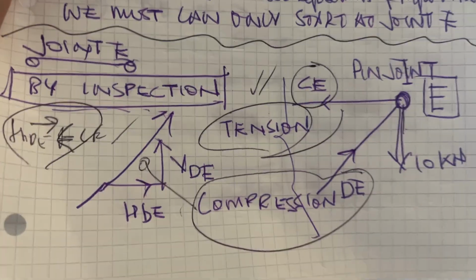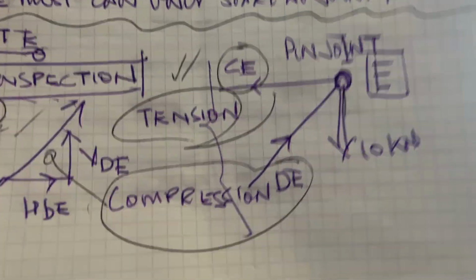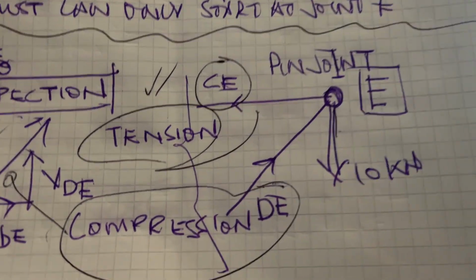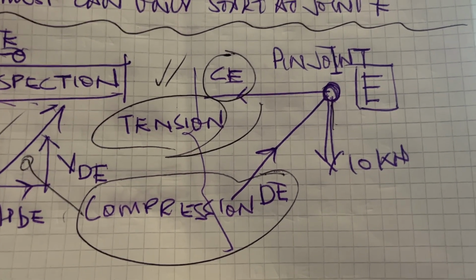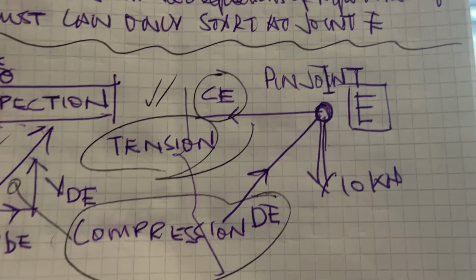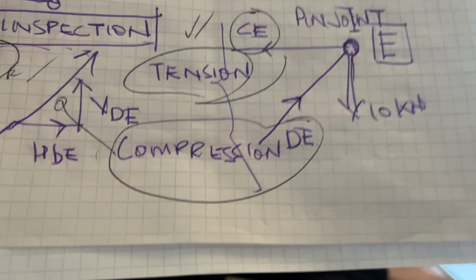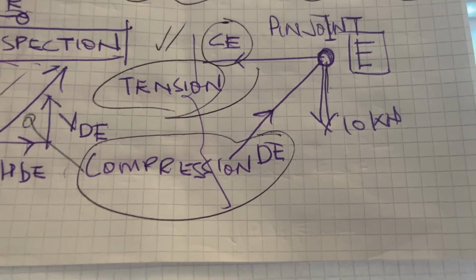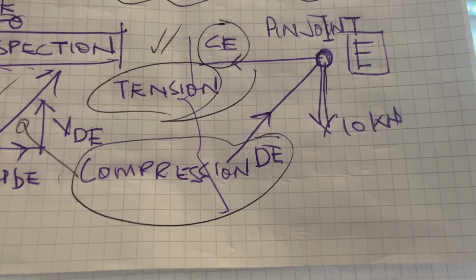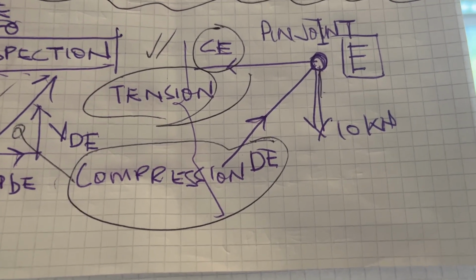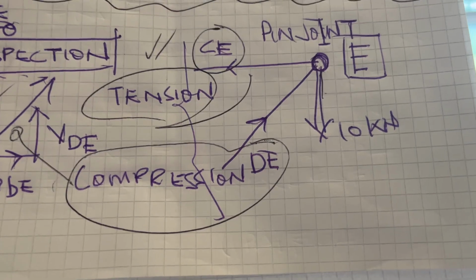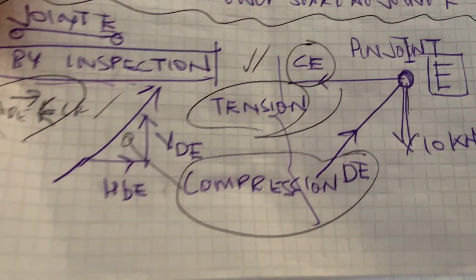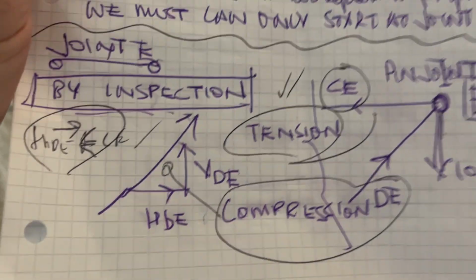Joint E, by inspection. We've got pin joint E with a 10 kilonewton downward point load. Then we've got compression in DE, tension in CE, which by inspection it is. Because if we've got a point load 10 kilonewton down, then with compression the vertical component of DE must be upwards. That means the horizontal component of DE must be from left to right. That means that CE must be right to left. That's tension.